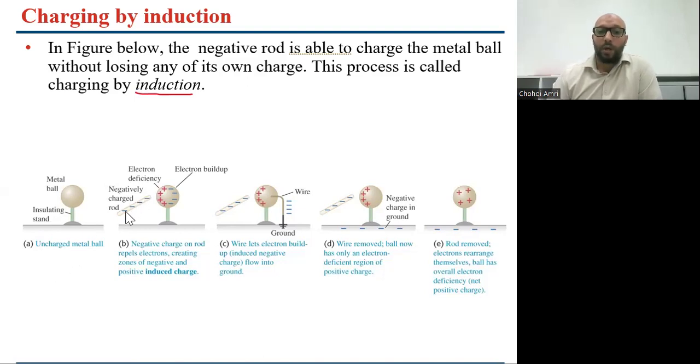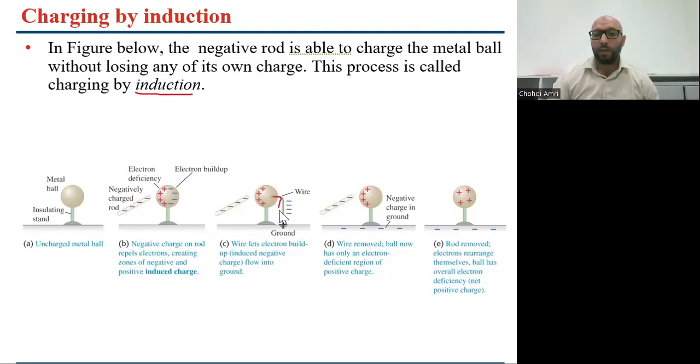Now, let's come back to our plastic rod, which is negatively charged. We approach this rod to this ball. What happened to the charges of the ball? The positive charges will be attracted by the negatively charged rod, and the negative charges will move to the other side because they will be repelled. Negative charges on the rod repel electrons, creating a zone of negative and positive induced charges. Okay?